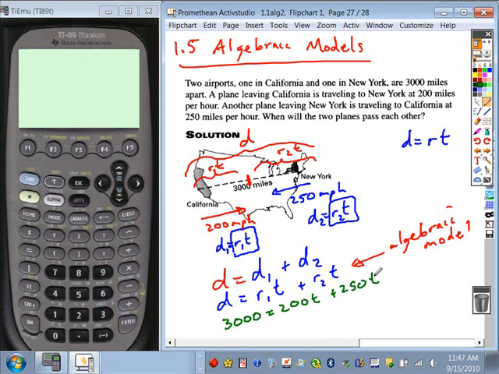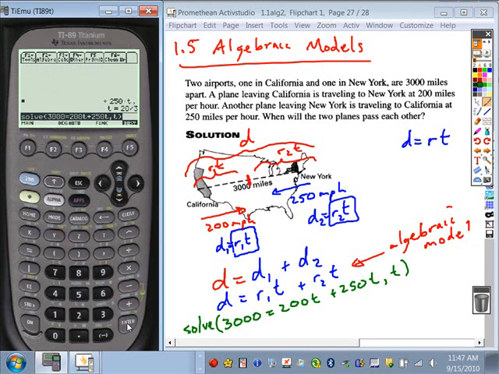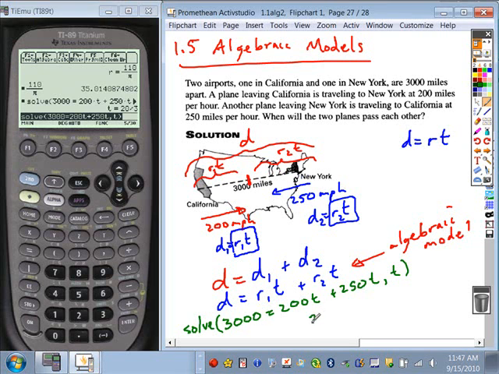And so now you can solve this for t. If you're using your calculator, you don't even need to combine your like terms here. You have your equation, you can just solve. So we can say solve 3,000 is equal to 200t plus 250t, and we want to solve for t, so comma t. And that's going to give us our answer, again, here, 20/3 is what t is equal to.